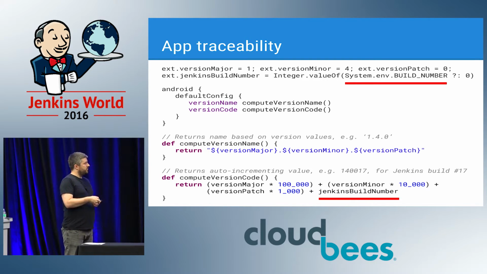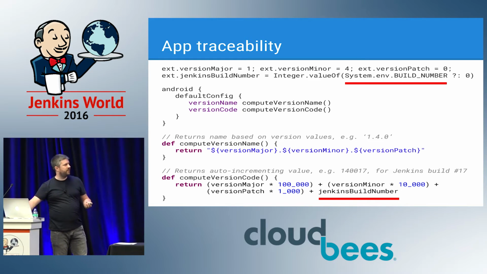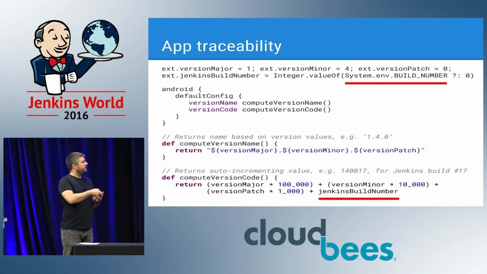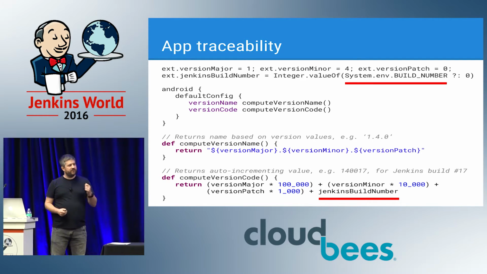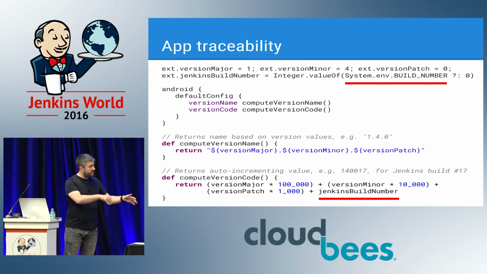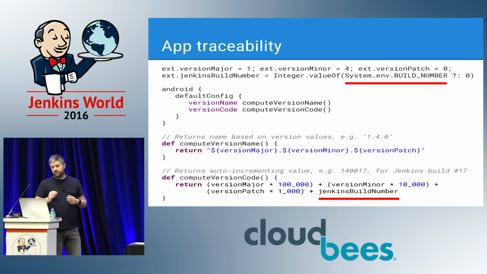And here at the bottom, we have to calculate this version code. For 1.4, we also take the Jenkins build number. For every Jenkins build, you have this build number environment variable, and that's always increasing. So at the bottom here, we add this into the version code. That means our version code is automatically incrementing for every single build we do. We don't have to manually increment this and then commit it and then do a build. It just happens automatically, so that's pretty nice.